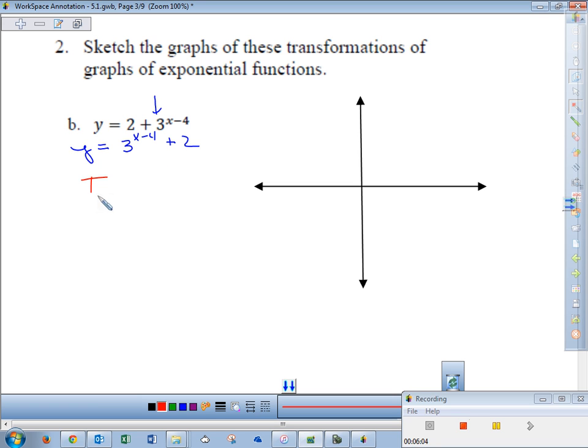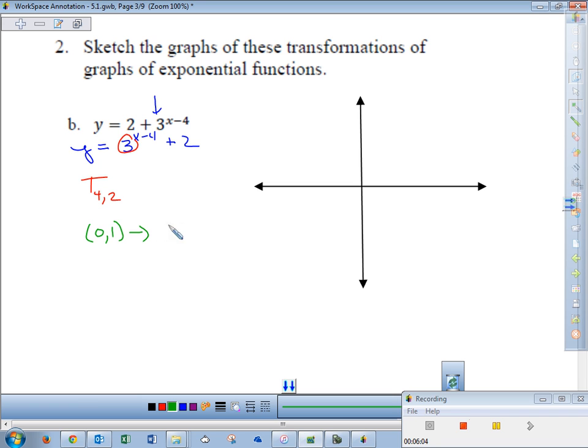4 units right. Did we move up or down at all? 2 units up. Cool. This is exponential growth because the base is bigger than 1. I need to see where the point 0, 1 moves. 0, 1 moves to... Then take these two numbers in your translation and add them to 0, 1.